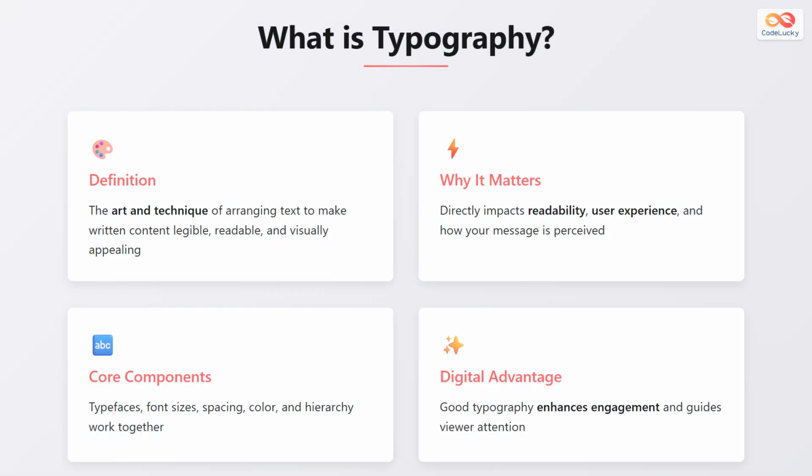Typography is the art and technique of arranging type to make written language readable and visually appealing. It's not just about picking a font. It encompasses the choice of typeface, size, spacing, and arrangement of text. Good typography guides the reader's eye, establishes hierarchy, and creates an emotional connection with your audience.